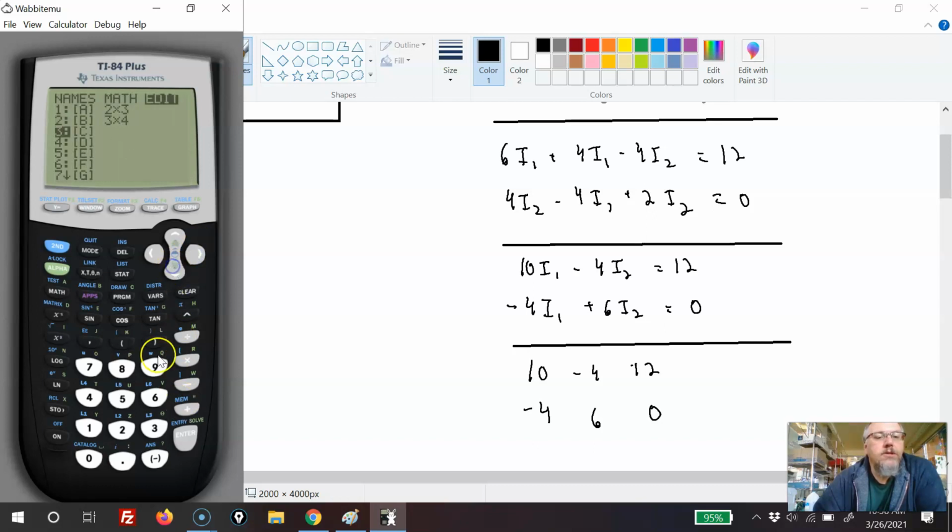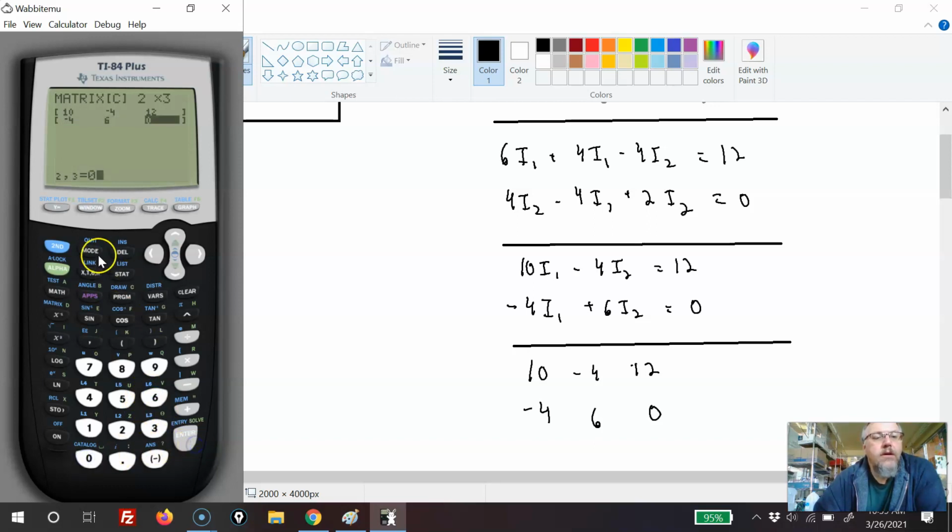So I'm going to come down here. I'm going to show you how to do this. We'll hit this. I'm going to say it's 2 rows by 3 columns. Hit enter. And they line up my things. Now I just have to put the numbers in. 10, enter, minus 4, enter, 12, enter, minus 4, enter, 6, enter, 0.